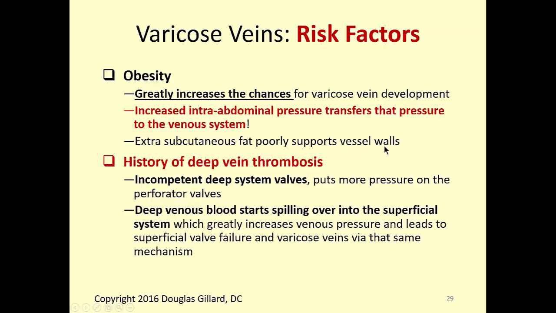Another risk factor is a history of DVT. That's a big one, right? Because DVT wrecks the valves of the deep system, so that's going to increase the pressure in the deep system. Deep venous blood will start spilling into the superficial system, which greatly increases venous pressure, leads to superficial vein failure and varicosity.